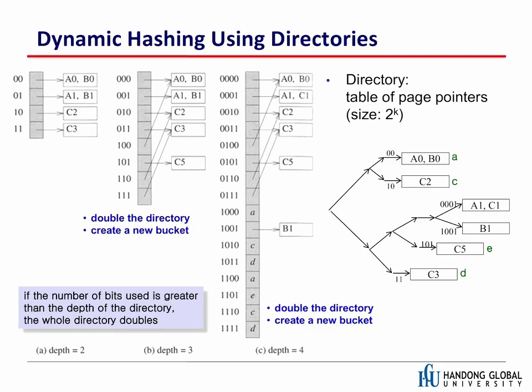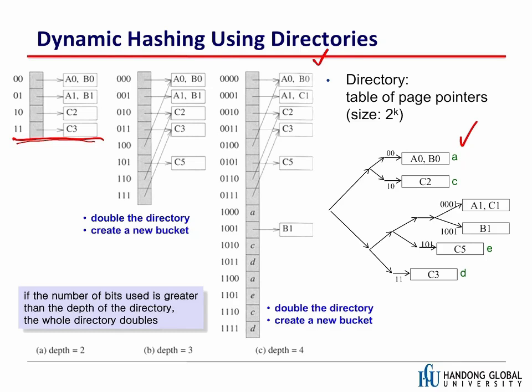Dynamic hashing using directories. Now we have 6 identifiers in the 4 buckets. This one is actually the same as a trie. Look at this figure. We have A0, B0, and A1, B1, C2, C3. Actually this tree is the result of the last one, but you know what I mean. This one also corresponds to a trie.